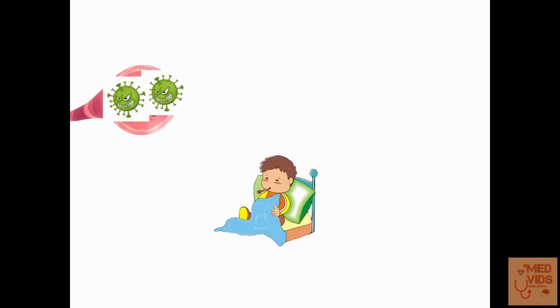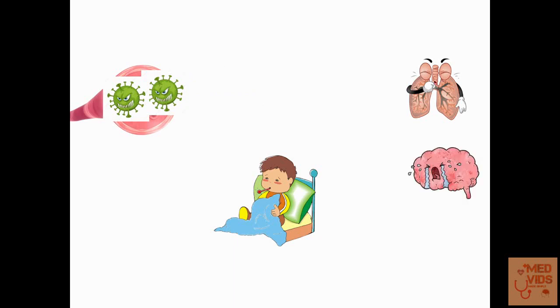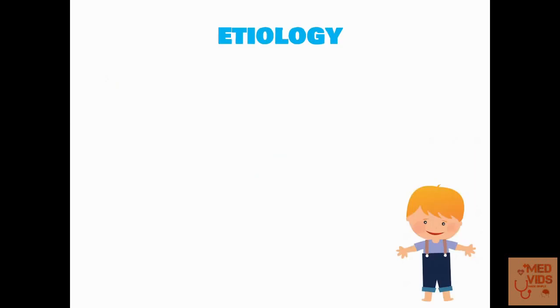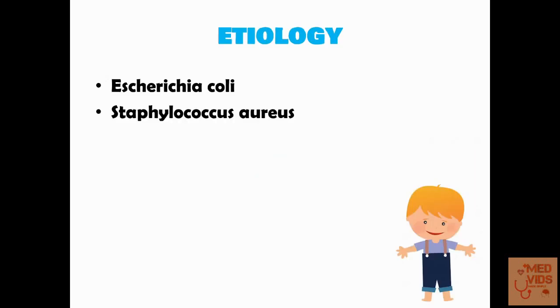Neonatal sepsis occurs when pathogenic organisms like bacteria invade the bloodstream of neonates, leading to generalized septicemia or localized manifestations like pneumonia, meningitis, osteomyelitis, or arthritis. Common bacteria involved in causing neonatal sepsis are E. coli, Staphylococcus aureus, and Klebsiella species.